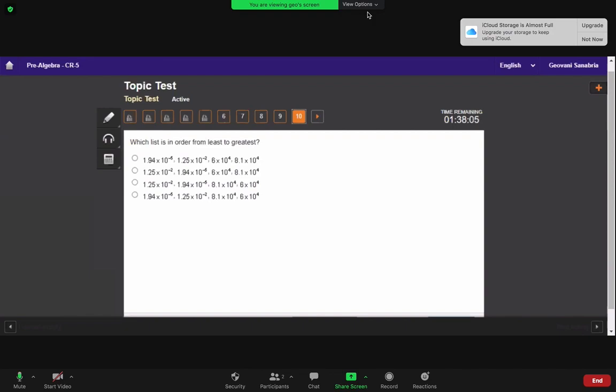So the last two on A, the 6 times 10 to the fourth and the 8.1 times 10 to the fourth, since they're both 10 to the fourth, you don't have to worry about that part. You can just compare the 6 to the 8.1, and the 8.1 is bigger. So you already know that's in the correct order. And then that -5 makes you move the decimal to the left 5 times more than the 2. So yeah, it is A.